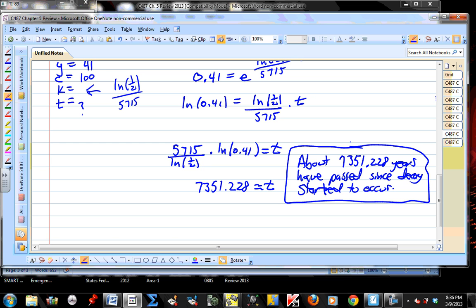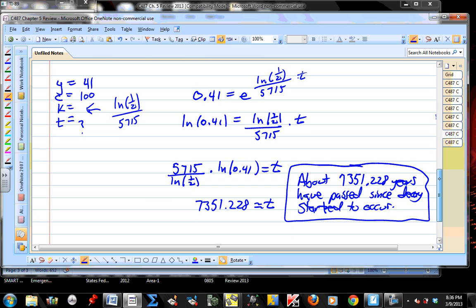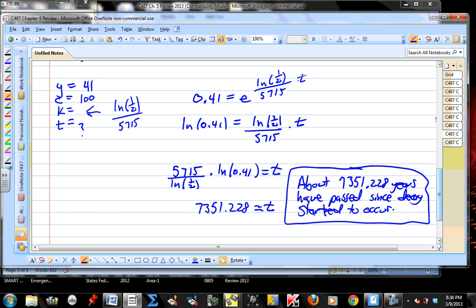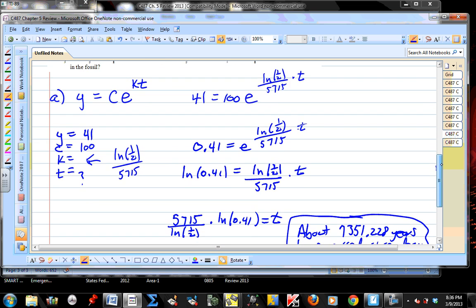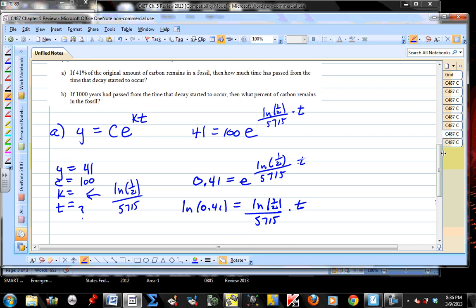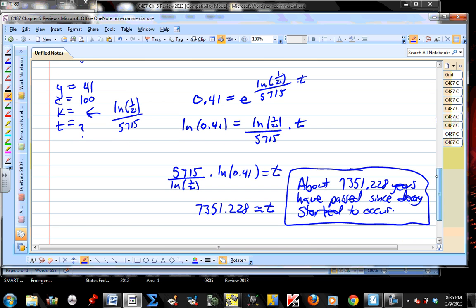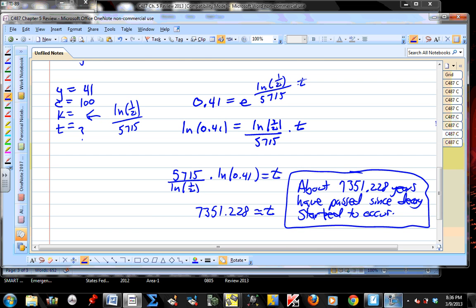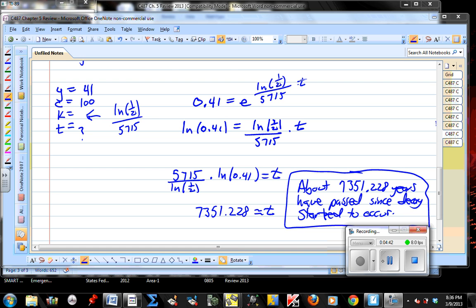There's a part B to this problem. Let's go see what they were asking. If you need to look at this solution any longer, the solution guide is also attached, just with the text, without the video, without the audio. Feel free to check it out or just pause the video. Now it says, if 1,000 years had passed from the time that decay started to occur, then what percent of the carbon remains in the fossil? You know what, let me get rid of the scratch work from part A so we can see that problem when we set up our thoughts. If you need to see this work anymore, pause or rewind the video, please.